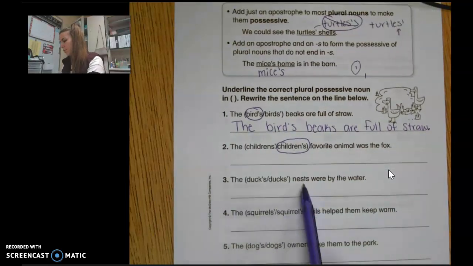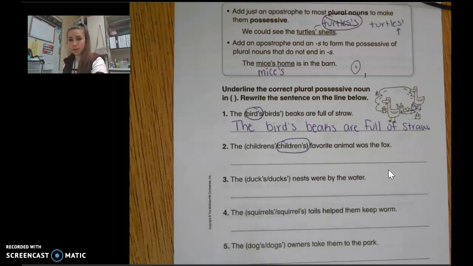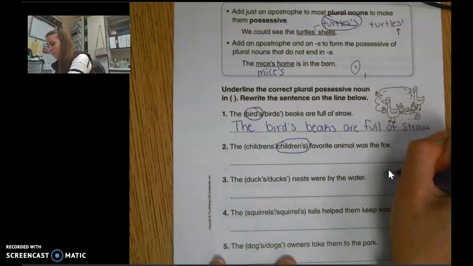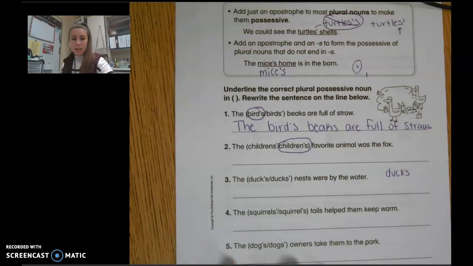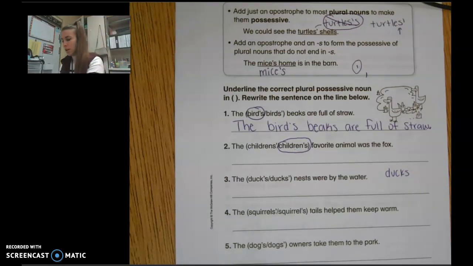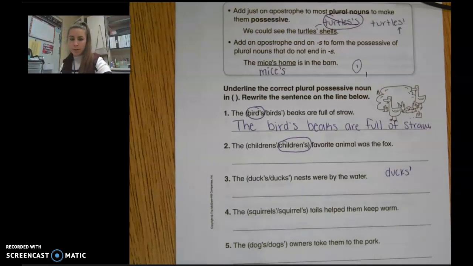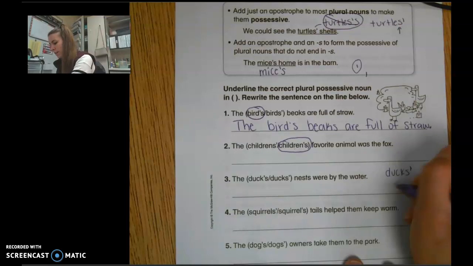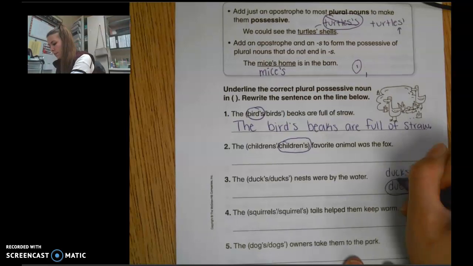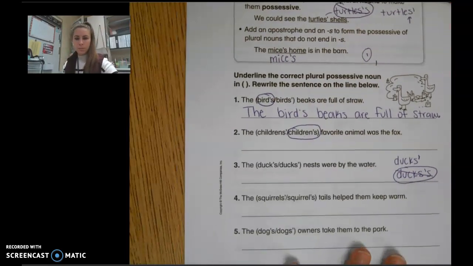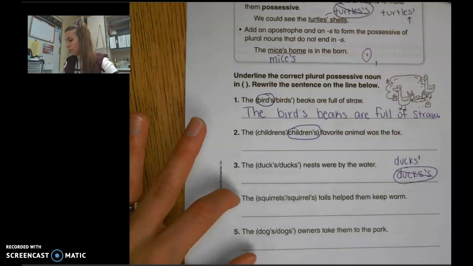The ducks' nest were by the water. Now with duck, if I have more than one duck, then I have ducks. So there is an S on the end when I'm making it plural. So if I want to show possession, then I put an apostrophe after the S because I don't want two S's on each side of the apostrophe. Okay, I want it to look like this. I don't want it to look like this. That would be incorrect. Okay, so I want you guys to do 4 and 5.